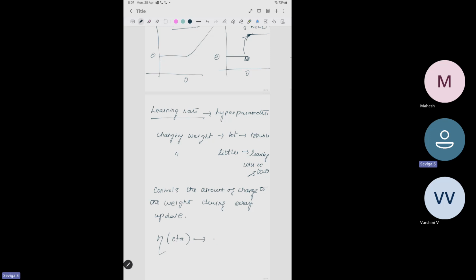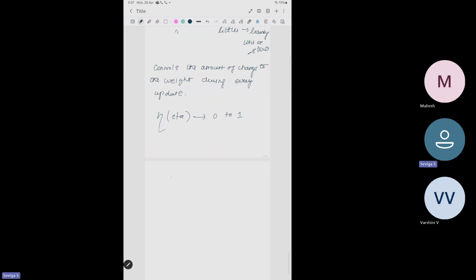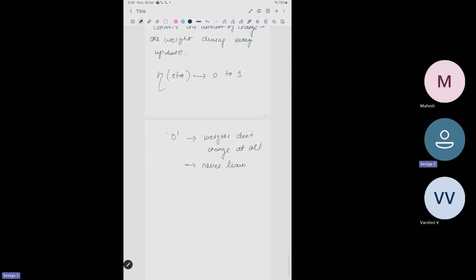This value varies between 0 and 1. Imagine if you set the learning rate as 0, what will happen? The weights won't change. They will never change and there will be no learning. Suppose you set the learning rate as 1, what will happen? They will overshoot the mark. There will be big changes to the weights.